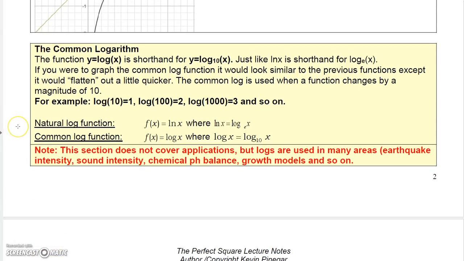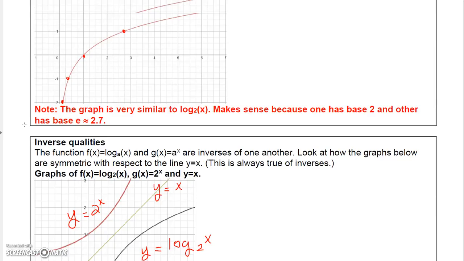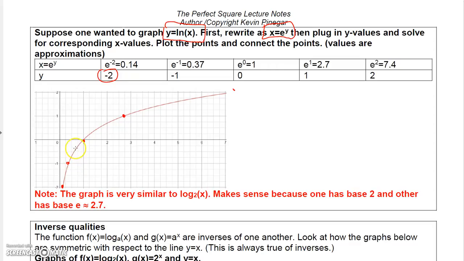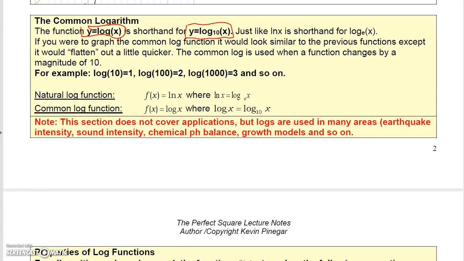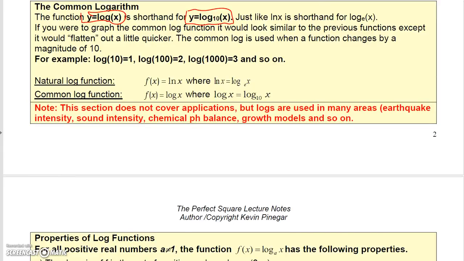Now real quick, I want to just mention a common log. If you see a log written without a base, it's actually understood to have a base 10. So if you see just log x, it's actually a base 10 log, just like ln x is shorthand for a base e log. Now it would look very much like this up here, except it would actually flatten out a lot quicker. So that's really the only difference you'd have on a base 10 log. And you can read the rest of this.